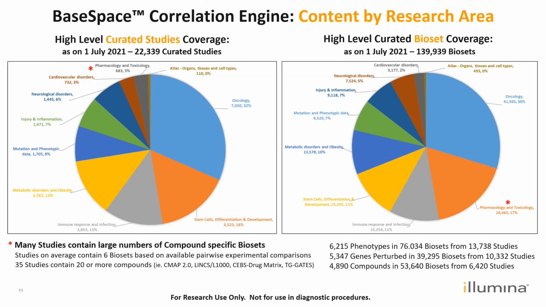You see, oncology comprises about 30% of studies in biosets. Stem cells differentiation and development, 16% of studies. Metabolic disorders, 12%. Immune response plus injury and inflammation, 20%. Neurology, 6%. Cardiovascular, 3%. This is a reasonable reflection of what exists in the public domain. Curated studies, on average, contain 6 biosets based on available pairwise experimental comparisons. Curated studies now cover over 6,200 phenotypes, 5,300 perturbed genes, and 4,800 compounds. There's a lot to work with.